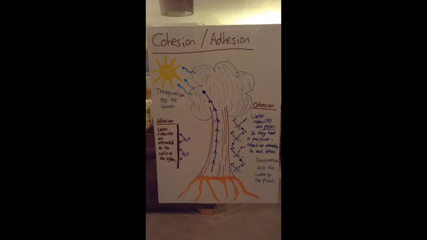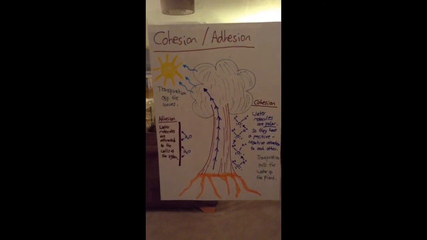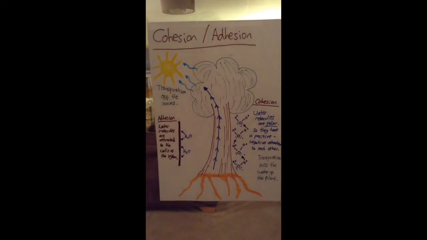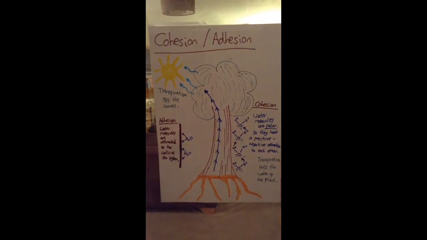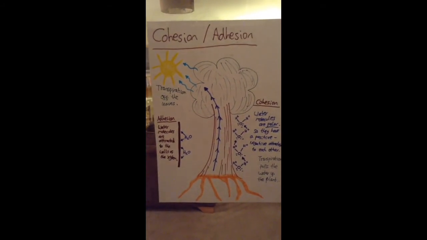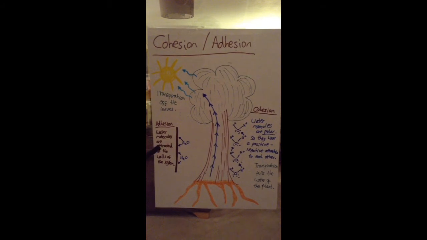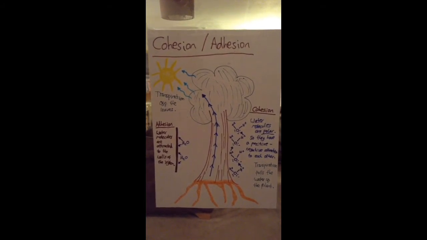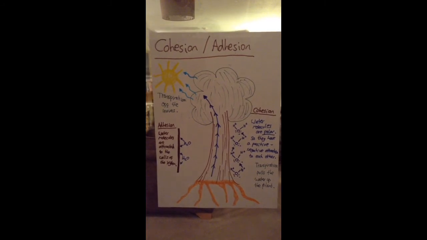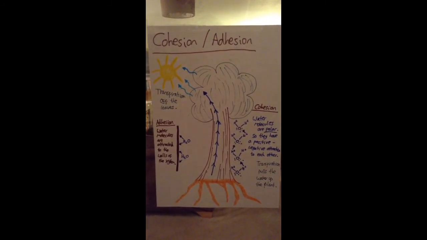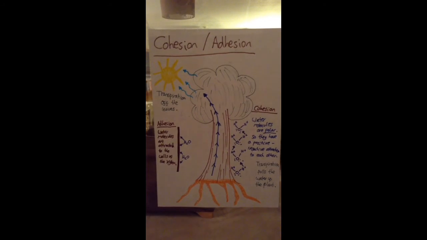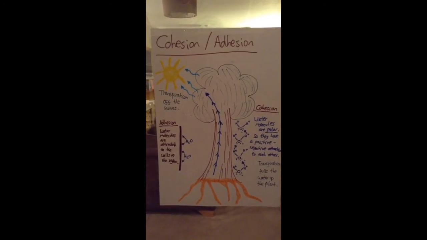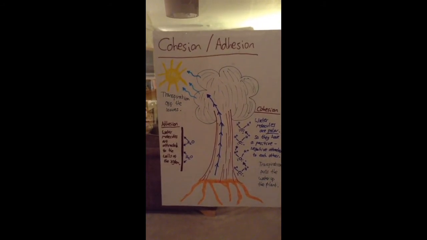And the second one is adhesion, and that just really means that the water molecules are attracted to the side of the wall of the xylem, so it makes them stick to the wall so that they don't fall down, and that's adhesion. So that's it basically. Transpiration pulls the water molecules up the plant by cohesion and adhesion.